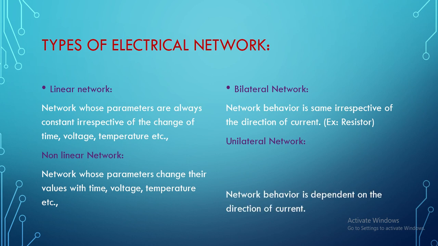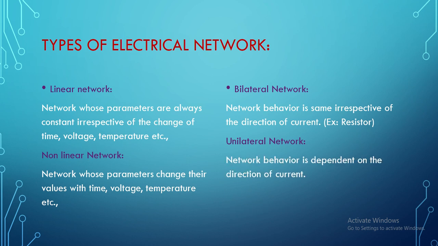Next one is the unilateral network. A circuit whose operation behavior depends on the direction of the current through various elements is called a unilateral network. An example of a unilateral network is a half-wave diode rectifier.